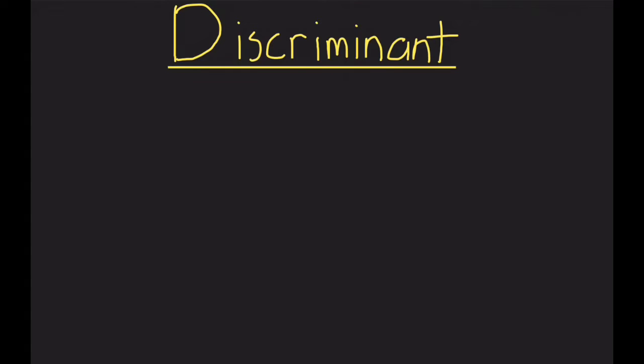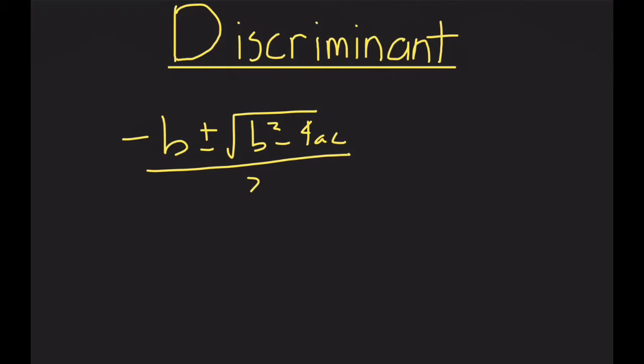In this video, I'll be going over what the discriminant is. The discriminant is part of the quadratic formula under the square root. So the quadratic formula is negative b plus or minus square root b squared minus 4ac, then over 2a. So the discriminant is b squared minus 4ac.